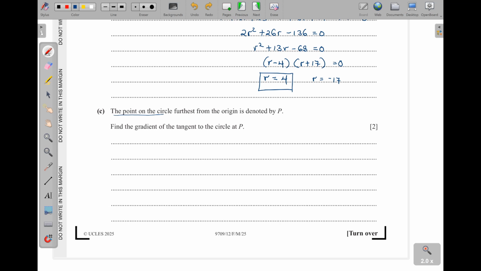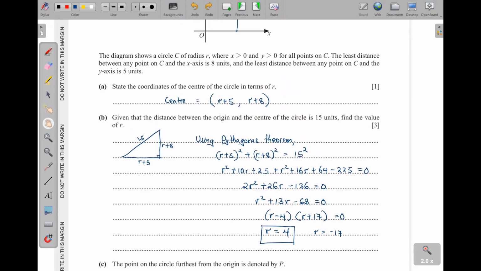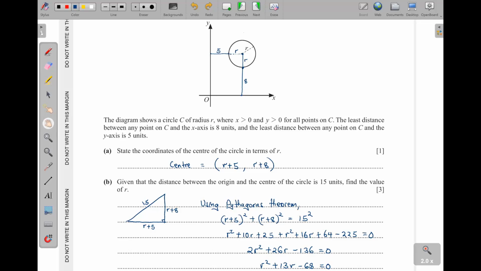Part C: the point on the circle farthest from the origin is denoted by P. Find the gradient of the tangent to the circle at P. Now this point that is farthest from the origin has to be here. You connect the origin to the circle, passing through the center, and go up to there. That will be the farthest. All of the other points are going to be at a shorter distance.